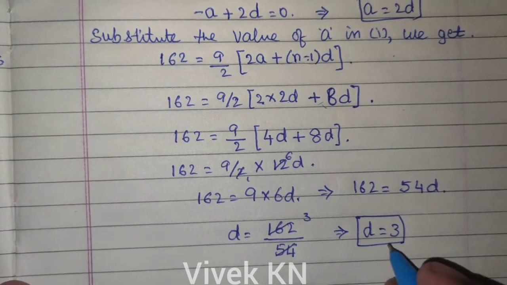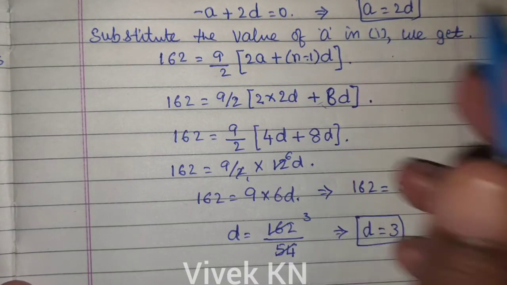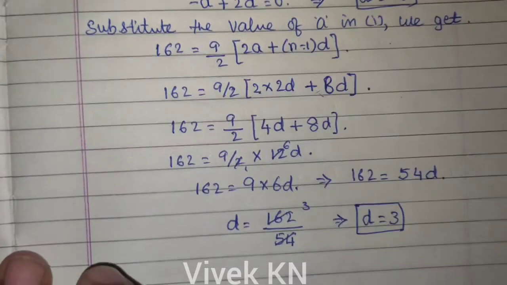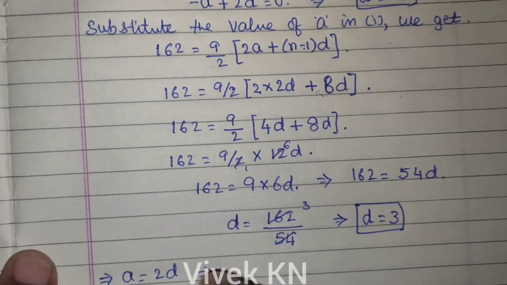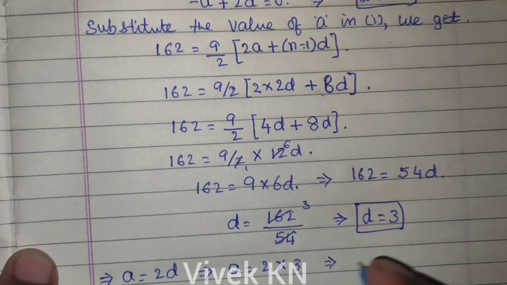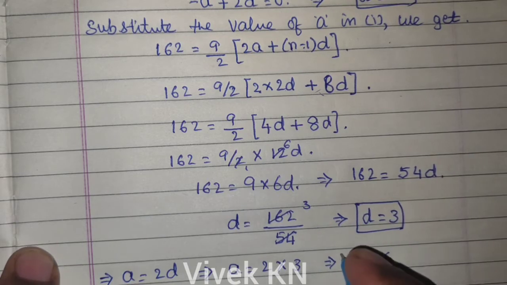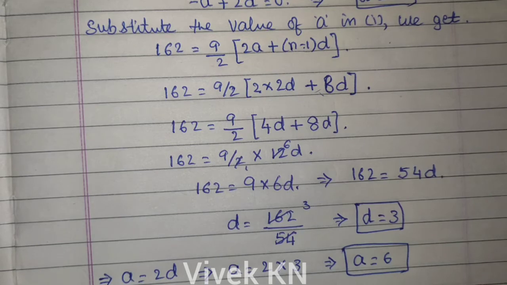Now let us substitute the value of d in this. a is equal to 2d. That is a is equal to 2 into value of d is 3. That is a is equal to 2 into 3 is 6. This is the first term. This is the common difference.